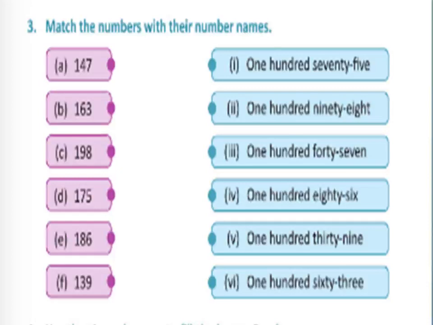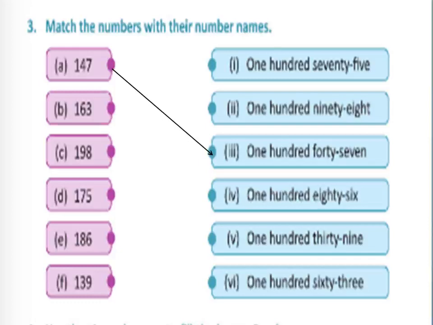First is 147. What is 147? Where is 147 in the second column? Third. So you have to draw an arrow to the answer. Similarly, you do 163, 198, 175, 186 and 139.